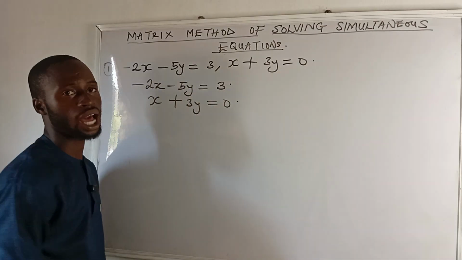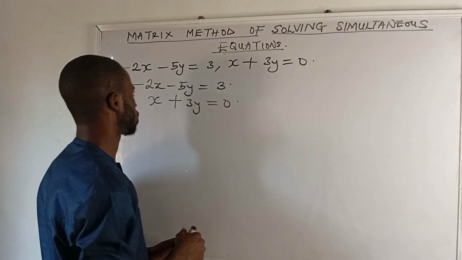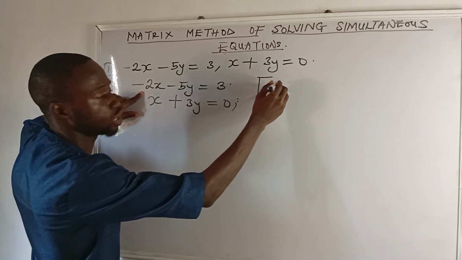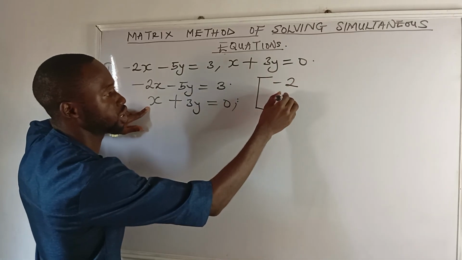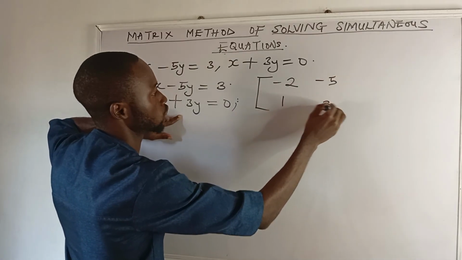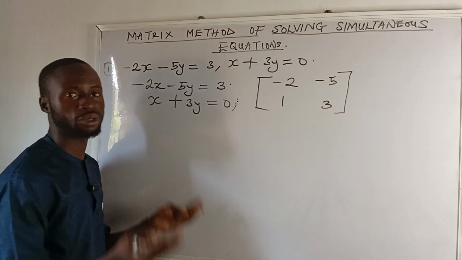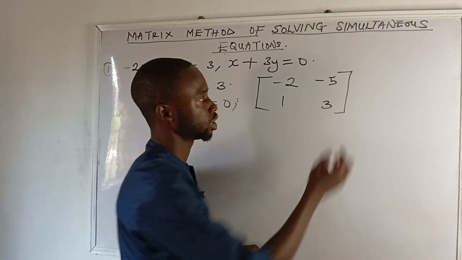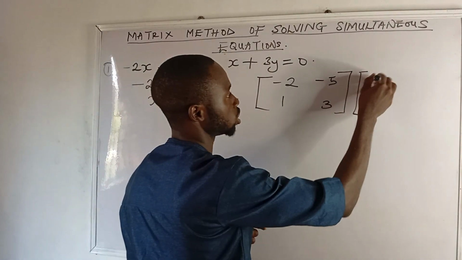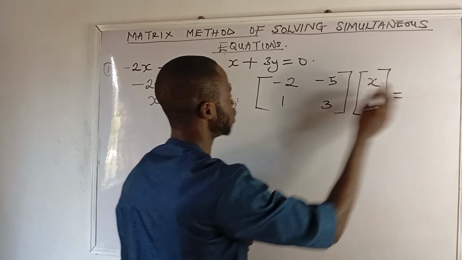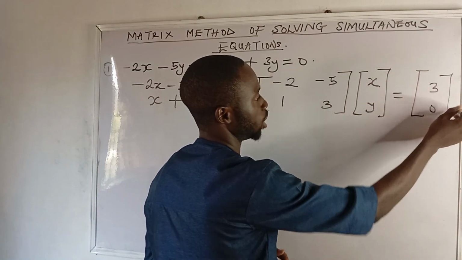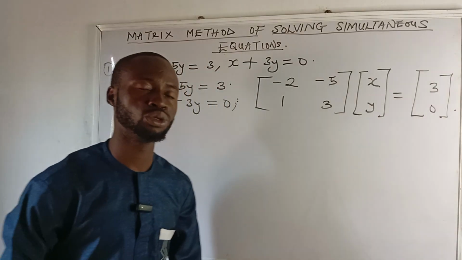So let me write the answer of the matrix form on this particular side. Tell me the coefficients. The coefficient of x here is what? Minus 2. The coefficient of x here is what? 1. The coefficient of y here is minus 5. The coefficient of y here is plus 3. Then I bracket them, put them in a matrix bracket. Now I need to note the variables. What variables am I looking for? x and y. Then equals, what's the answer of the equation? It's 3 and 0.